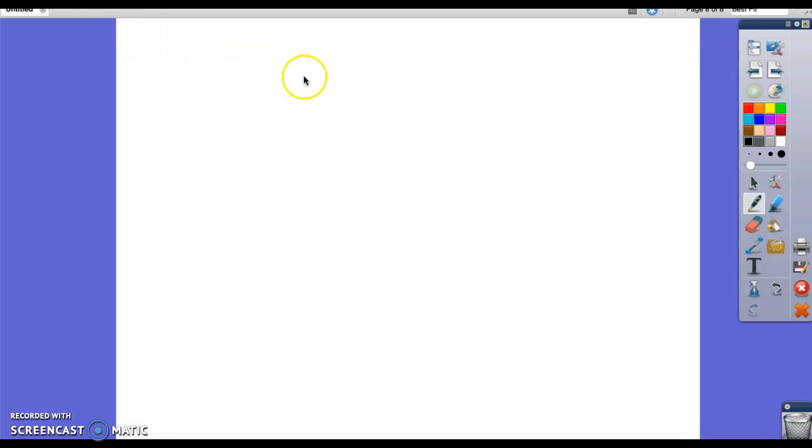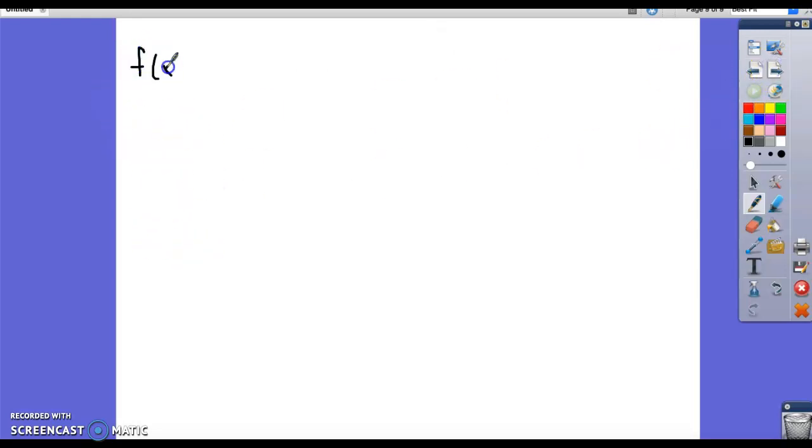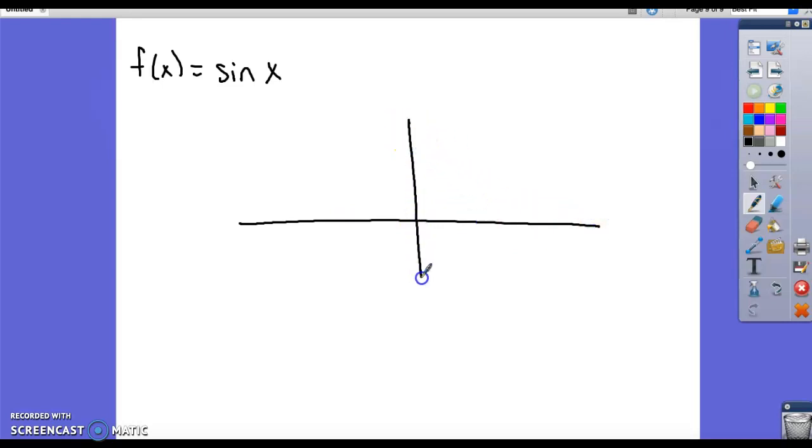Okay, we're going to look at 4.4 again today. I'm going to call this 4.4 part 2. We're still looking at graphs of sine and cosine. All right, so let's start by just looking at a regular sine function. This is our parent function. We're going to add on a few things to what we did yesterday.